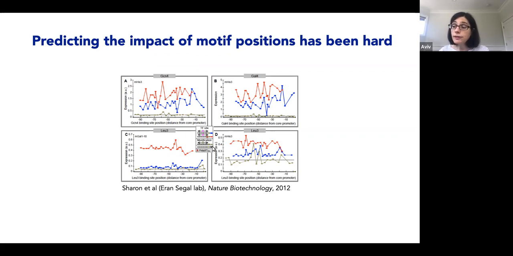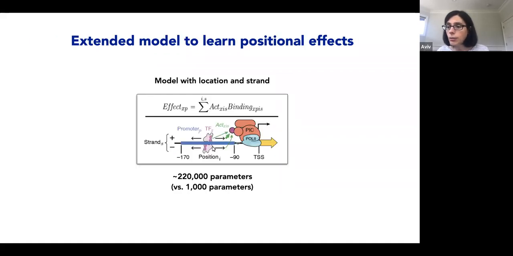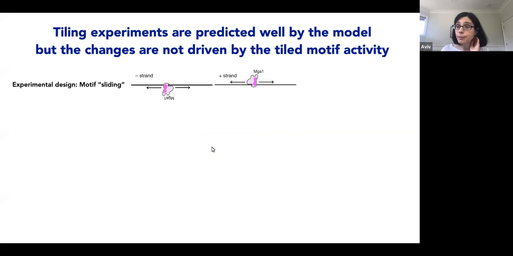Now, position and orientation should be well covered in random DNA. So to see if our model can help, we devised an extended model that fits parameters based on location and strand of the motif. And this brings us to about 220,000 parameters when we initialize with known motifs. And we repeated now these types of tiling experiments. We slid a motif, here for MGA1, on a random sequence background.